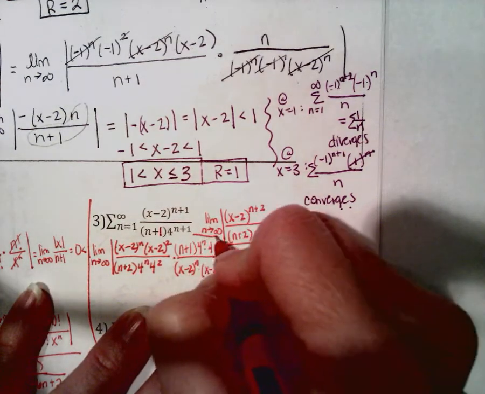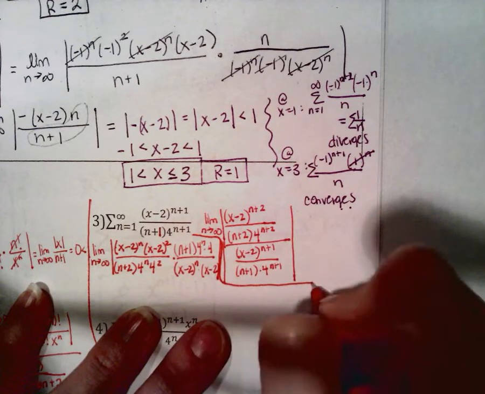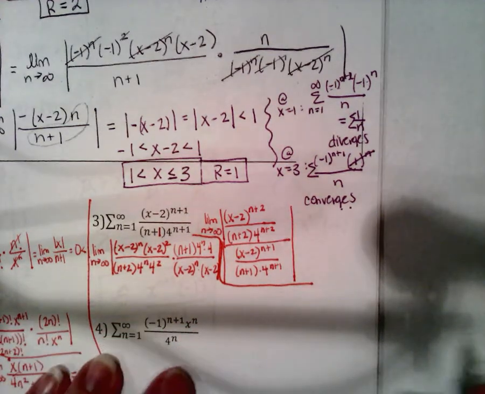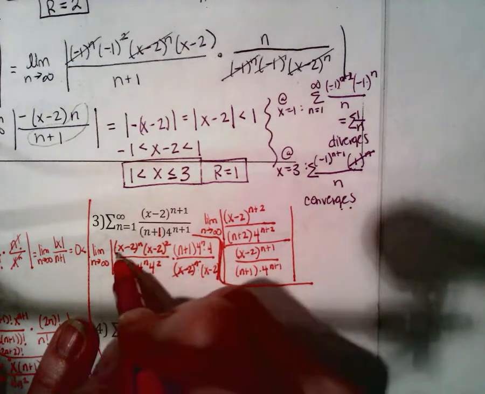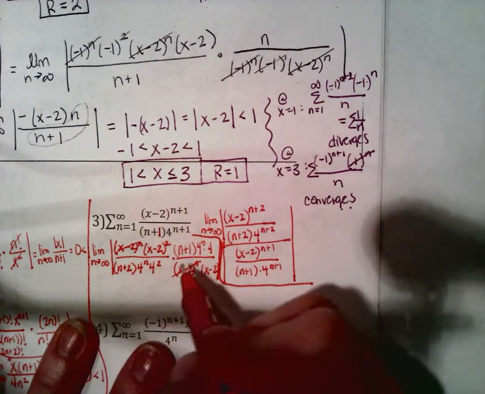My goodness, I'm so sorry. Messy, I'm running out of room here. Okay, so now we'll cancel stuff out. X minus 2 to the n cancels. And let's see, the 4 to the n cancels.